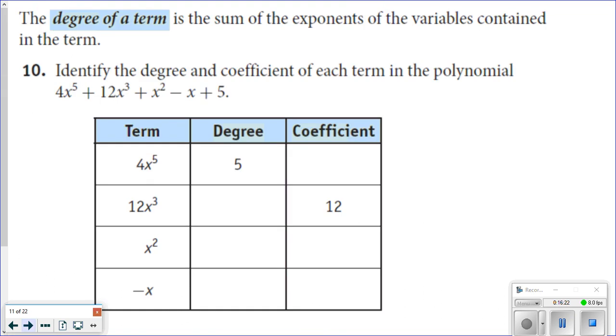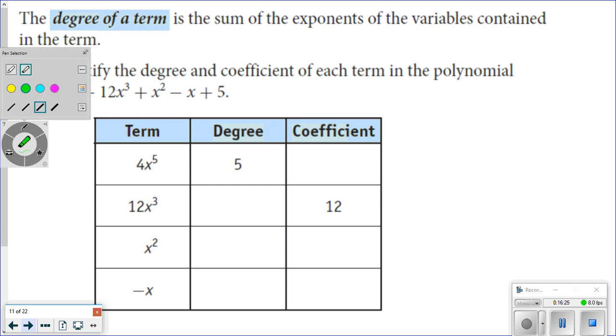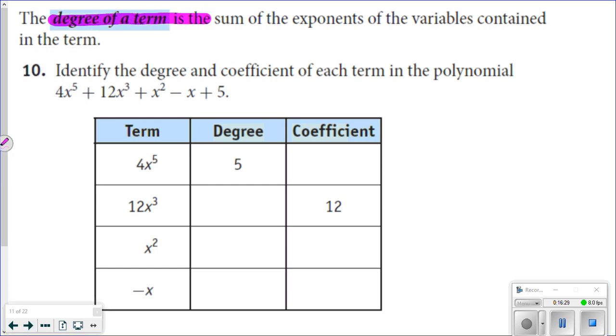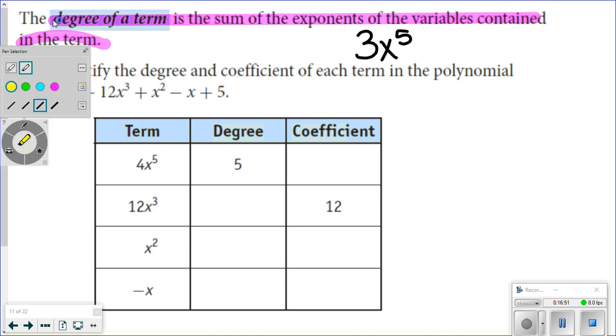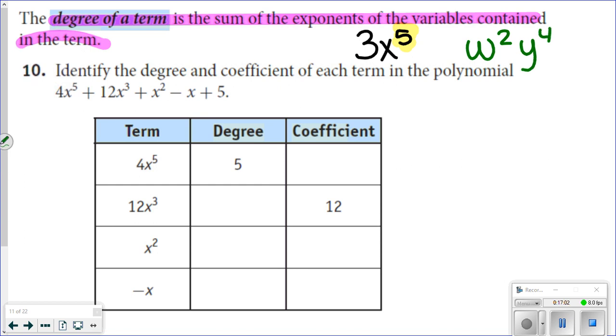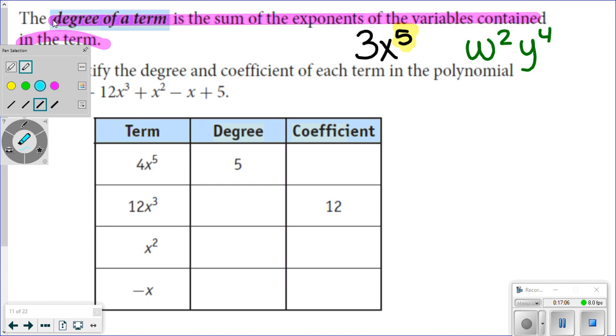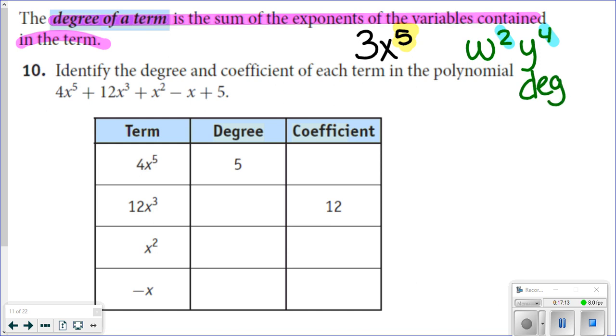Number 10, another vocab term. The degree of a term is the sum of the exponents of the variables contained in the term. For example, if I had 3x to the 5th power, the degree here would be 5, because 5 is the exponent. Now, if I had something like w squared y to the 4th power, we have to add the exponents. So it'd be 2 plus 4, which equals 6. So the degree here would be 6.